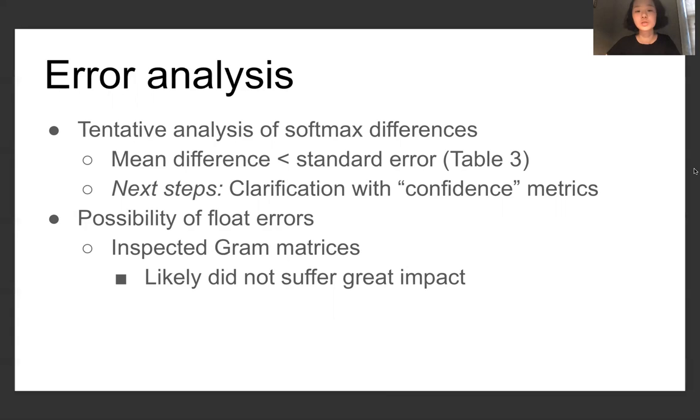Some next steps would be to clarify whether that difference in model performance is really so small by looking at some other metrics, such as confidence metrics. That will tell me whether I really did pick a good metric to represent the actual model performance difference. In terms of float errors, the float error is a small discrepancy in the numbers that the computer is using. Thankfully, I checked that the float error scale is not the scale that I am using for the actual computations that I'm doing, so it's not likely that the float errors actually impacted the computations that much.